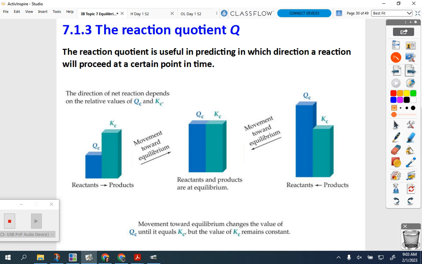Because the goal is eventually to get them to be equivalent, to reach that equilibrium point. Then Q and K will be equal, yes. All right, I'm going to flip. I have a second slide that's very similar to this, but has a little bit more stuff on it.